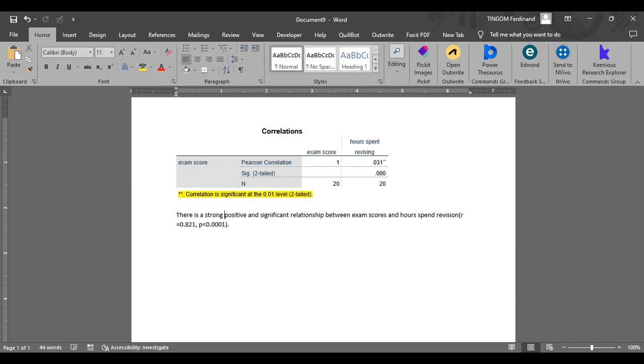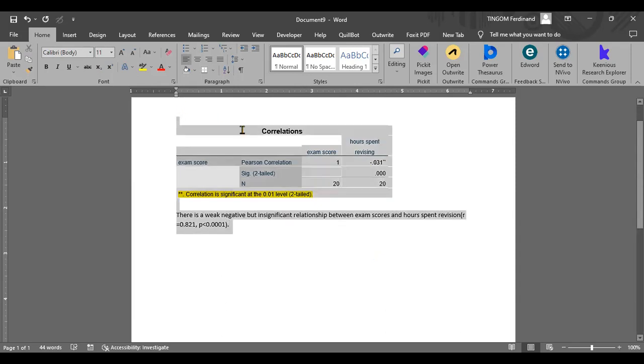And so that's what we expect. So if the value now was 0.00031, then it would be a weak positive, right? And let's assume there was no significance. So it can be a weak but insignificant relationship between this and you write out your values. If it was negative, they will be saying that there is what? A weak and insignificant, weak, negative, right? So that's how to interpret your results when you are dealing with correlation.